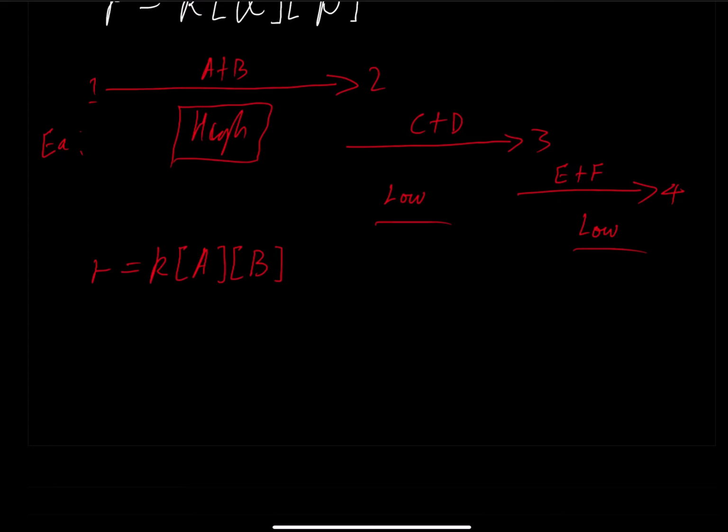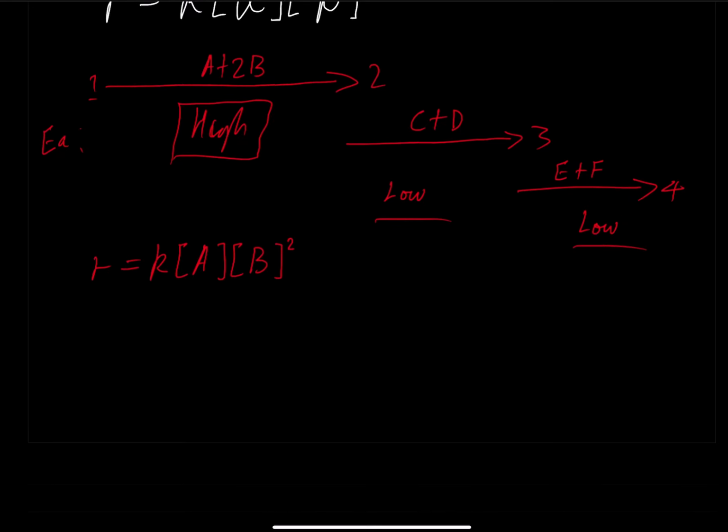Now let's say it was this, right? Let's say I change this to 2B. Try and write out the rate equation now. All right. If you're comfortable with rate equations, you should be able to know that R is equal to K times A B squared.